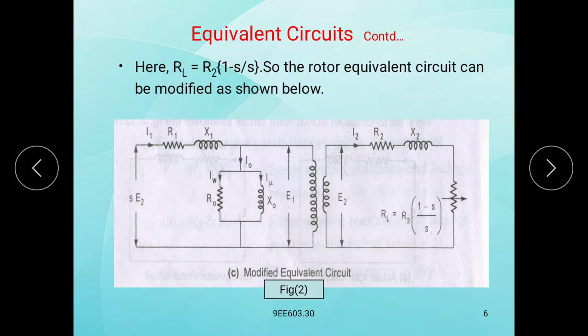So here at primary side, that means at stator side, the induced EMF is E1 and turns are N1. At secondary side, the induced EMF is E2 and the current is I2, resistance R2 and reactance is X2. Here this is the load, that can be written as RL (1-S)/S. This is the equivalent circuit.